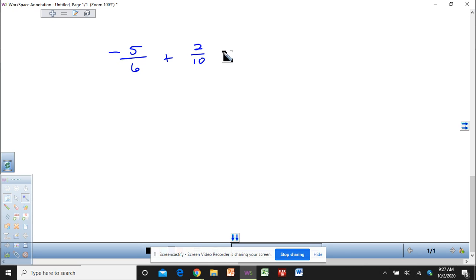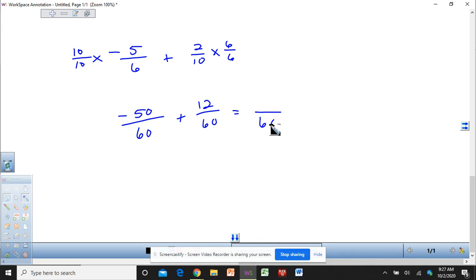So you multiply this side by 6. And you multiply this side by 10. And you get negative 50 over 60 plus 12 over 60. So it stays over 60 for right now.